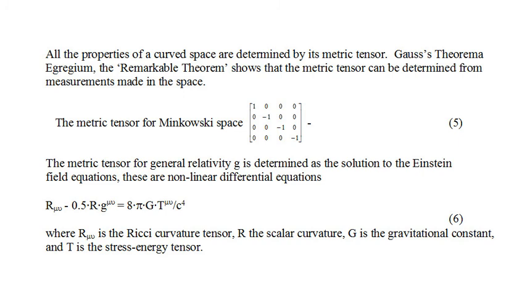The metric tensor in general relativity is determined by a set of very complicated nonlinear differential equations known as the Einstein field equations, relating the geometry of the space represented by the Ricci curvature tensor, the curvature scalar, and the metric tensor to the stress energy tensor. The equations are differential equations because the components of the Ricci curvature tensor contain derivatives of the metric tensor components.